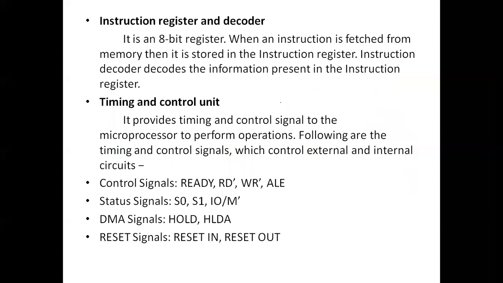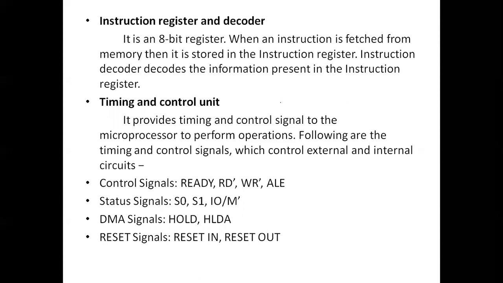Instruction register. So what an instruction register does, when an instruction is fetched from the memory, then it is stored in the instruction register. So instruction decoder, what it is going to do, it decodes the instruction that is fetched from the memory, and it is going to be given for further execution.